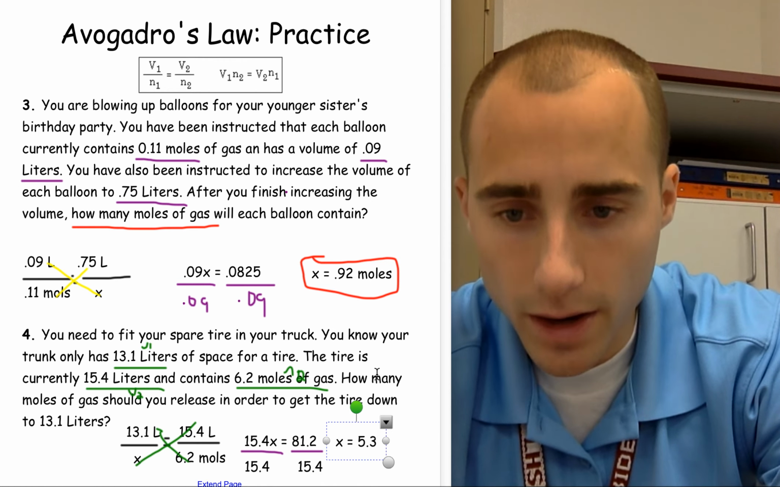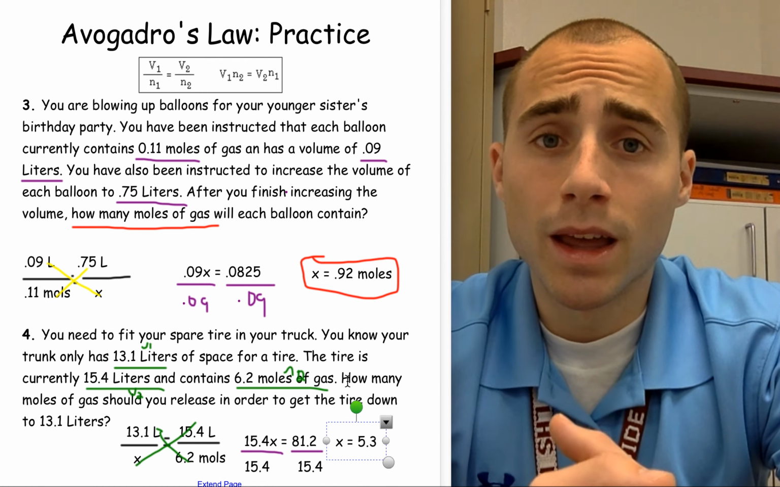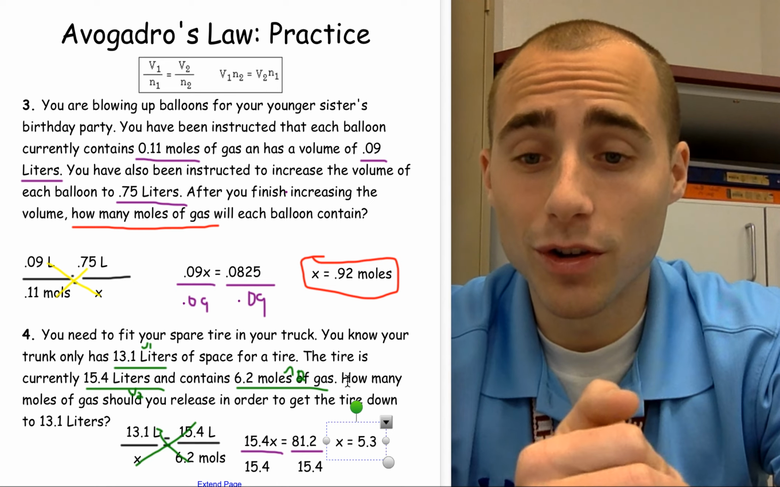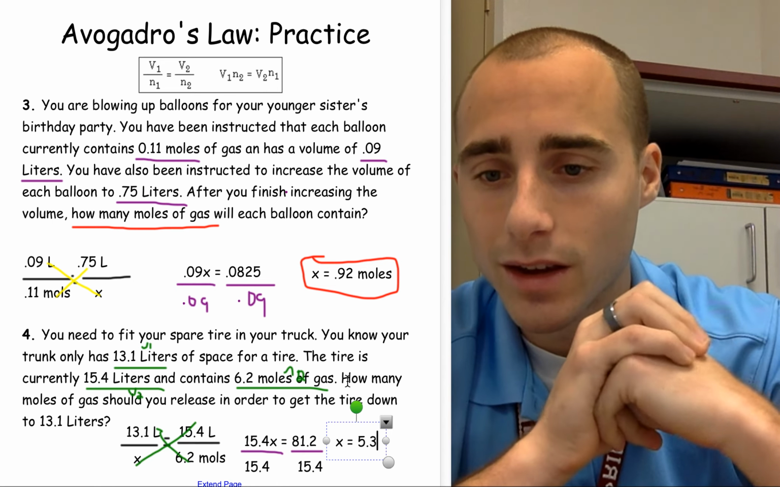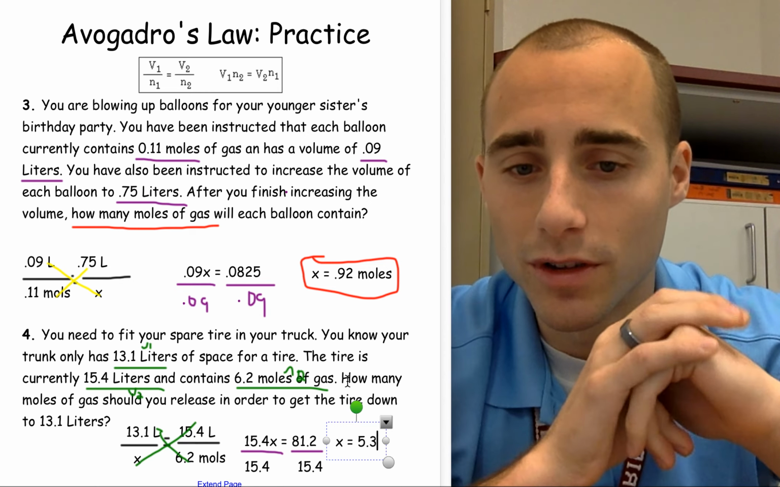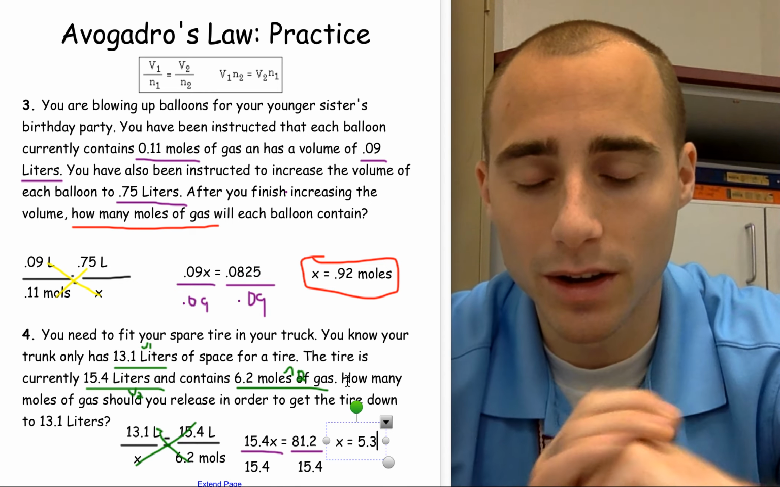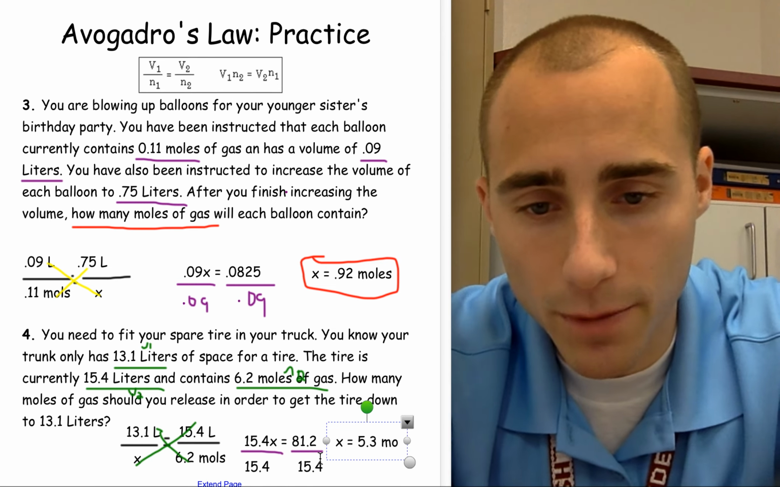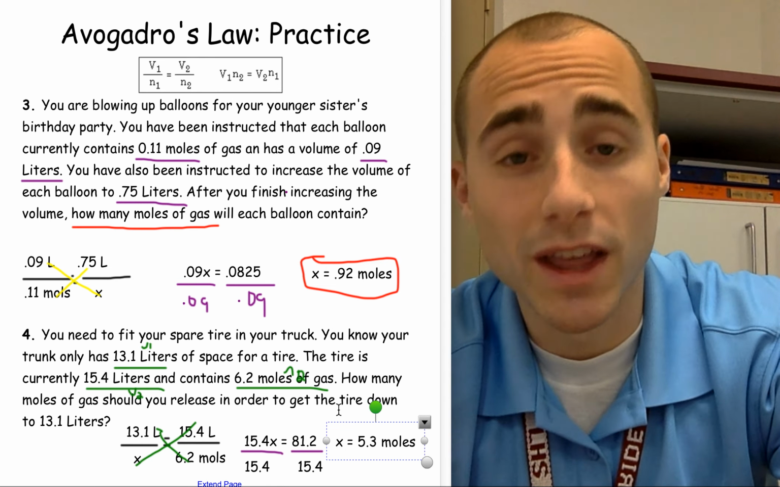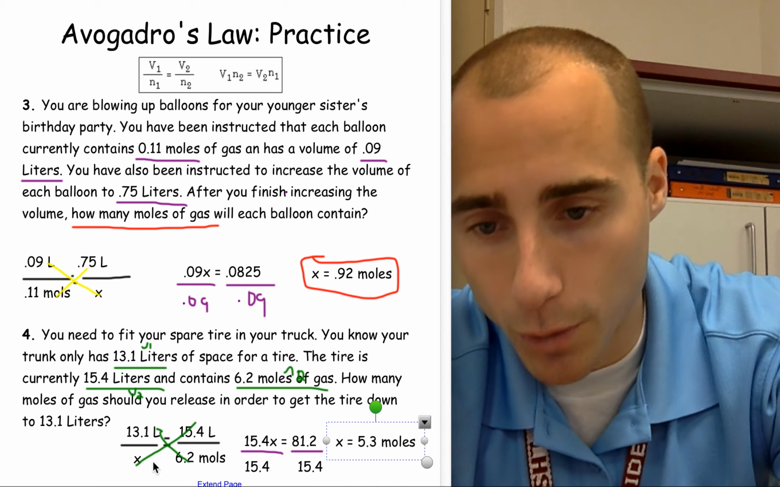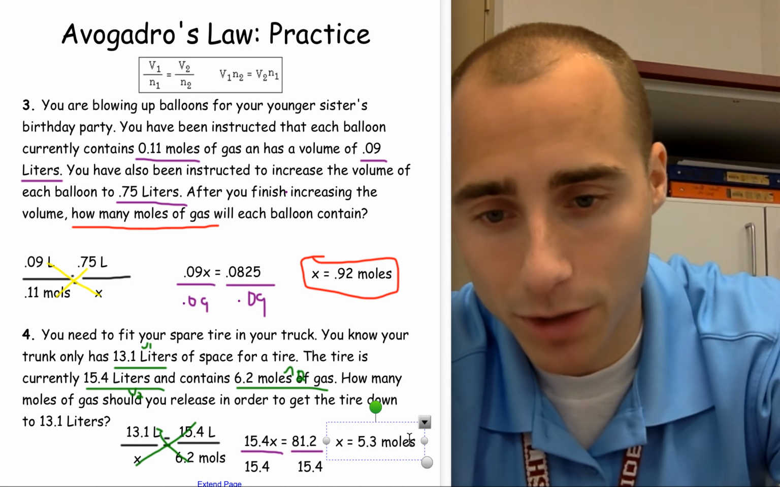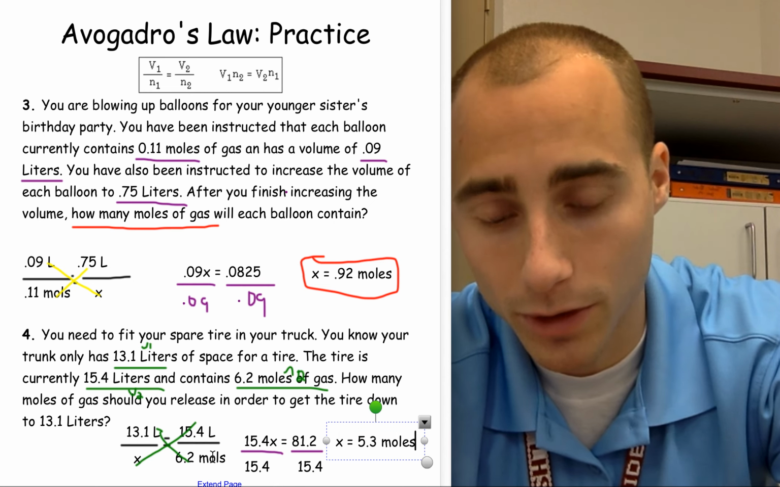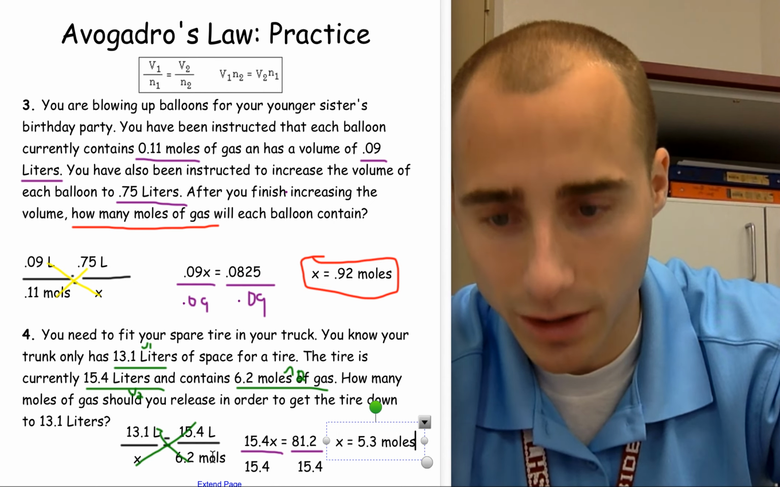And that is right here. The question is another thing you should make sure you certainly read what it's asking for. It says, how many moles of gas should you release in order to get the tire down to 13.1 liters? Well, my x here equals 5.3 moles. But what that represents is the number of moles that matches up with 13.1 liters. So we have to get to 5.3 moles. We're currently at 6.2 moles. So how many moles of gas do we need to release?